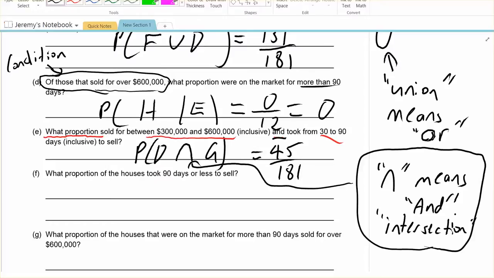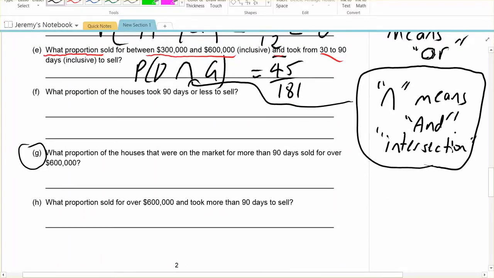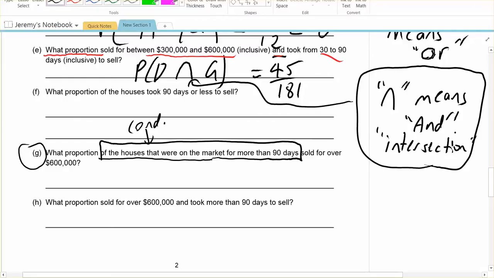So question G we'll do as well. What proportion of the houses that were on the market for more than 90 days sold for over $600,000? Okay, so what's this question out of? Is it out of all of them? It says what proportion of the houses that were on the market for more than 90 days. So it's a conditional probability. The condition is we already know they were on the market for more than 90 days. That's the condition. So let's find out how many were in that category.